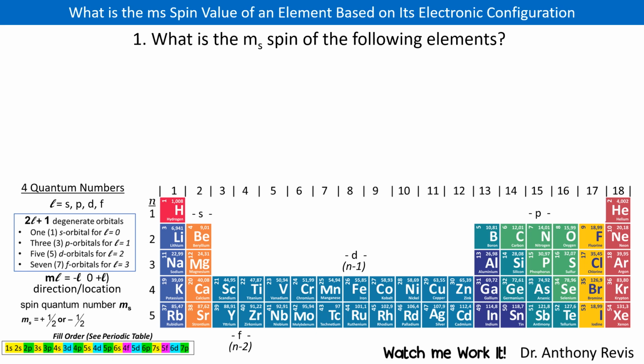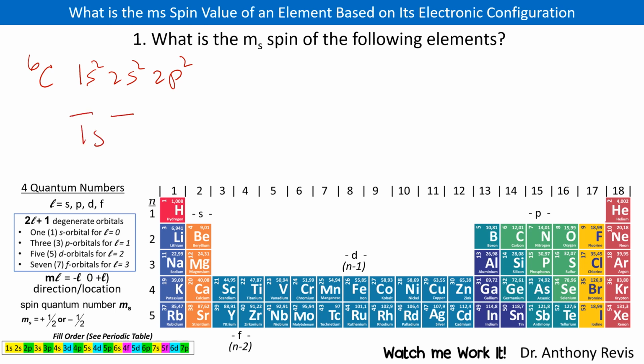So let's pick an element here. Let's do carbon. If we have carbon, we can write the electronic configuration as 1s2, 2s2, 2p2, and I know that's 2 because 1s2, 2s2, 2p1, 2. Okay, that's carbon.